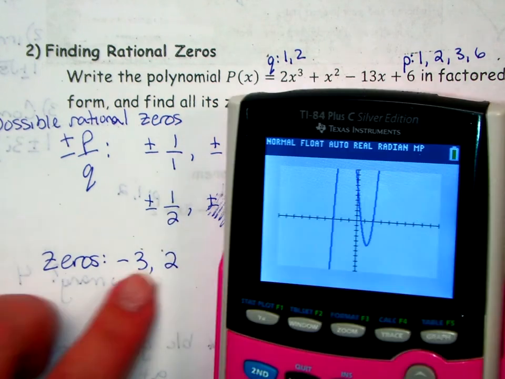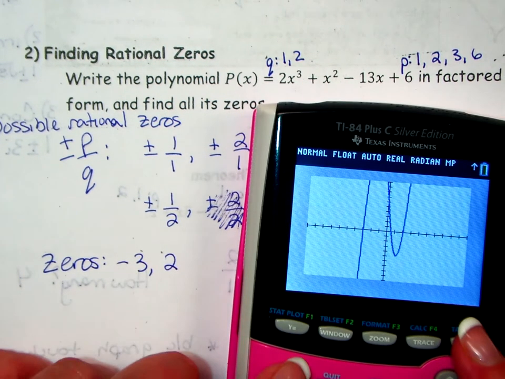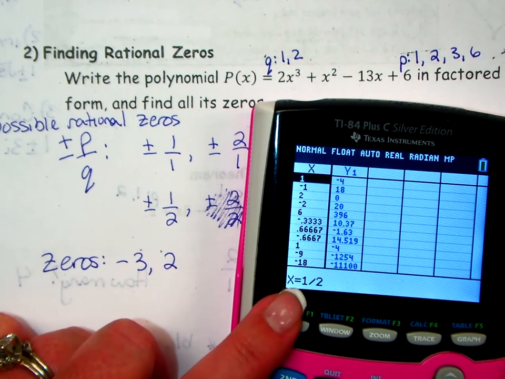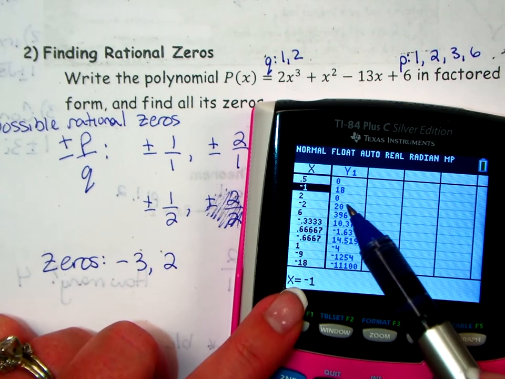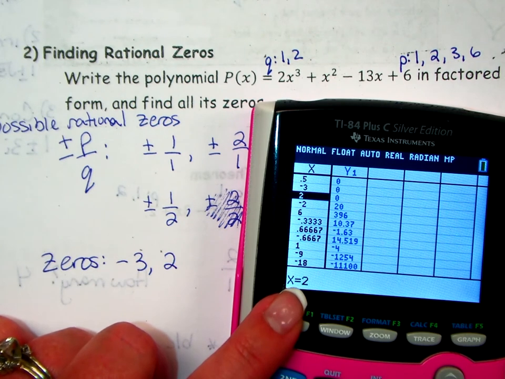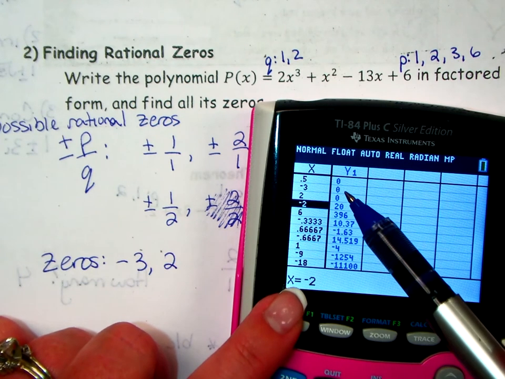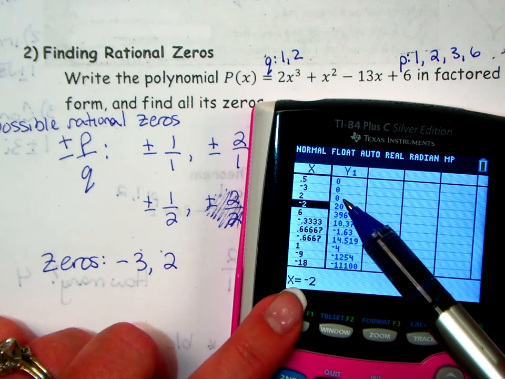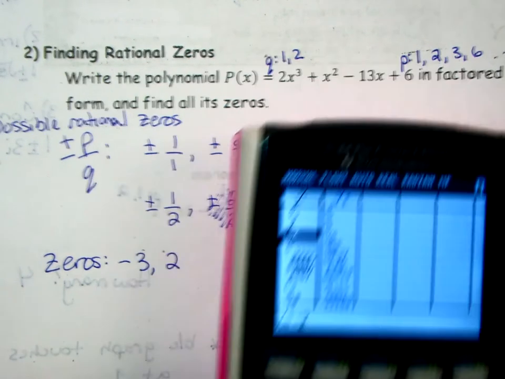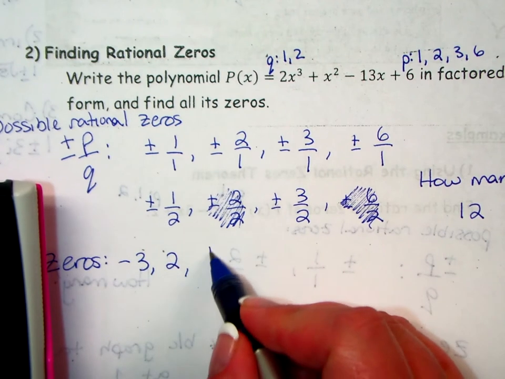So I'm going to go to my table real quick just to double check, and make sure that 1/2 works. Notice I'm just typing in 1 divided by 2 here, and if I hit enter, I do indeed get a 0 for the y value. So I found all 3 zeros: -3, 1/2, and 2. All right, so let me write that down, 1/2.